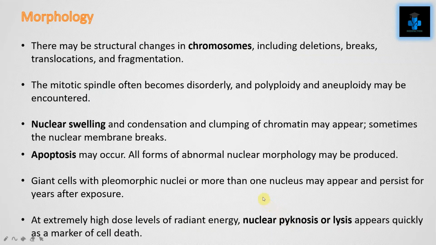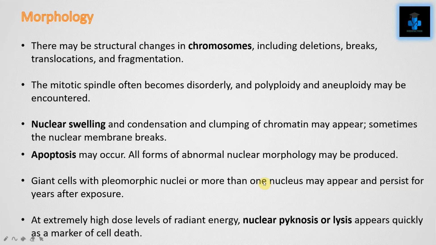Now let's see the morphology. There may be structural changes in chromosomes including deletions, breaks, translocations, and fragmentation. The mitotic spindle often becomes disorderly, and polyploidy and aneuploidy may be encountered. Nuclear swelling and condensation and clumping of chromatin may appear.